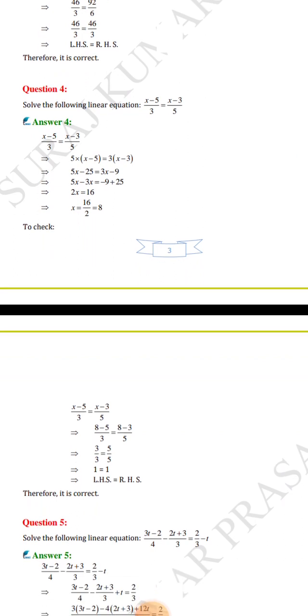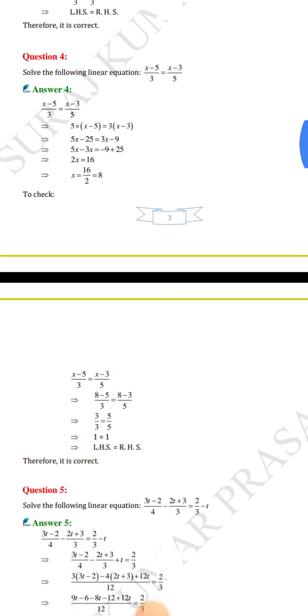Solve the linear equation (x minus 5) by 3 equals (x minus 3) by 5. Then we get 5 into (x minus 5) equals 3 into (x minus 3). Then we get 5x minus 25 equals 3x minus 9. Then 5x minus 3x equals minus 9 plus 25. So we get 2x equals 16. Then if we send 2 to the RHS, it divides the 16. Then x equals 16 by 2. Then by cancelling we get the x value as 8.